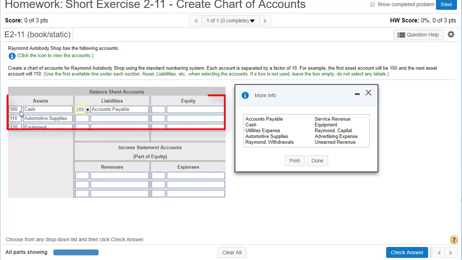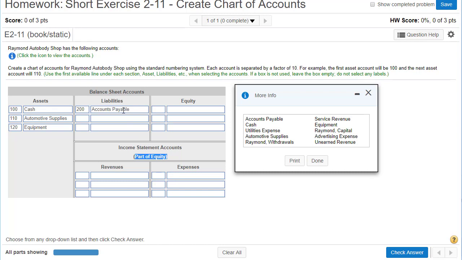So one way to remember it is that these three, assets, liabilities, and equity, are the order of the accounting equation. Assets equals liabilities and equity. And so assets start with a 1, liabilities start with a 2, equity starts with a 3. And then we have revenues and expenses, which are income statement accounts, and they are part of equity. Those are listed next. So the account numbers go 1, 2, 3, 4, 5.